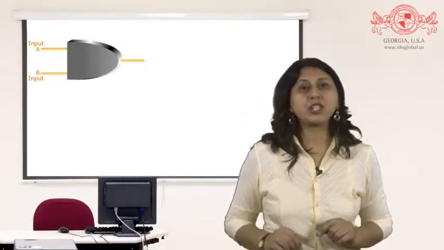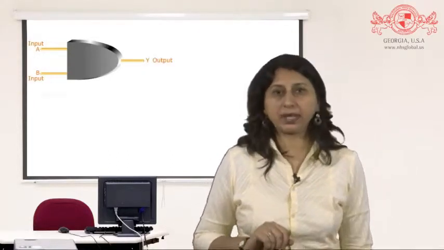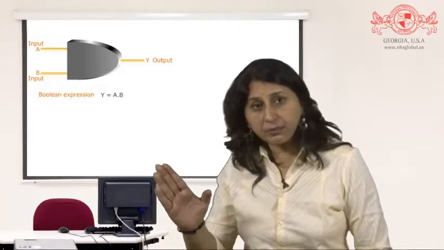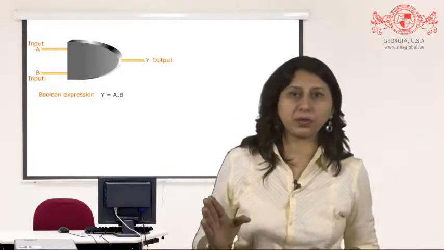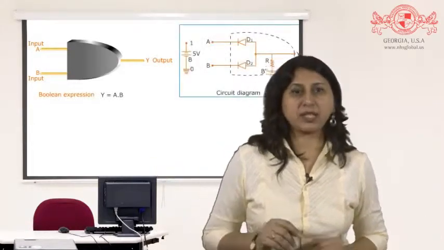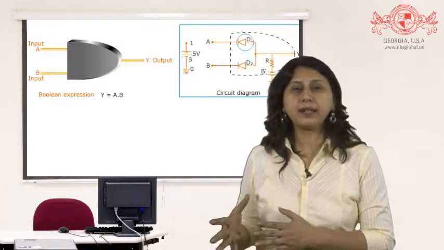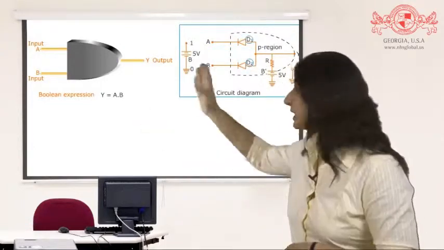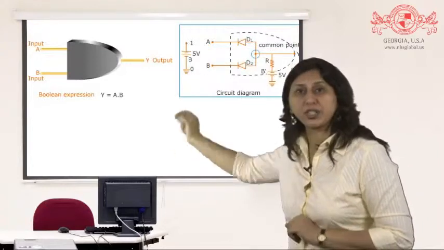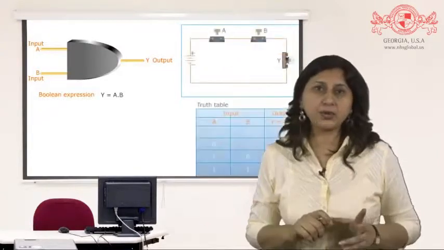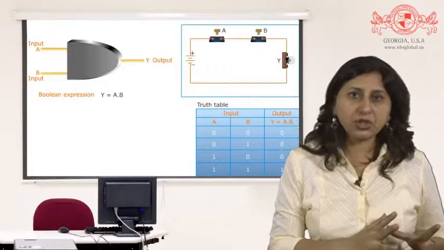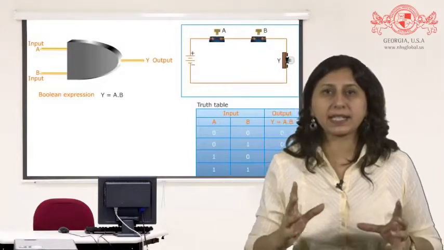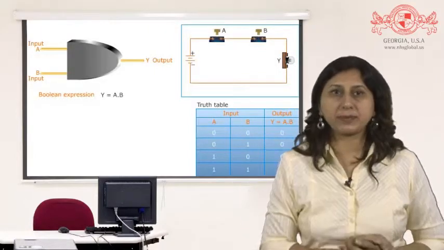AND gate. This gate works on the AND operation of Boolean algebra. It has more than one input and only one output. The Boolean expression is Y equals A AND B. Its circuit diagram consists of two junction diodes D1 and D2 such that the P regions of both the diodes are connected at one common point.